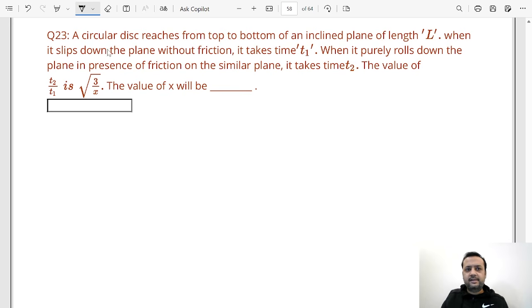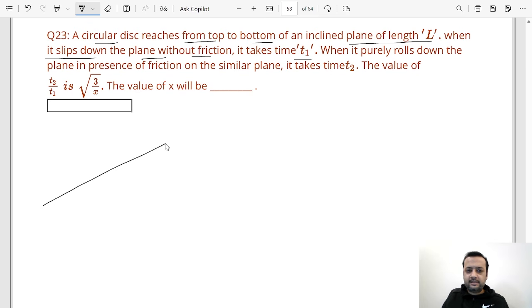In this question, there is a circular disc which goes from the top to the bottom of an inclined plane of length L. When it slips down the plane without friction, it takes time t1. When it purely rolls down a similar plane in the presence of friction, it takes time t2. The value of t2 by t1 is root 3 by x. The value of x will be?